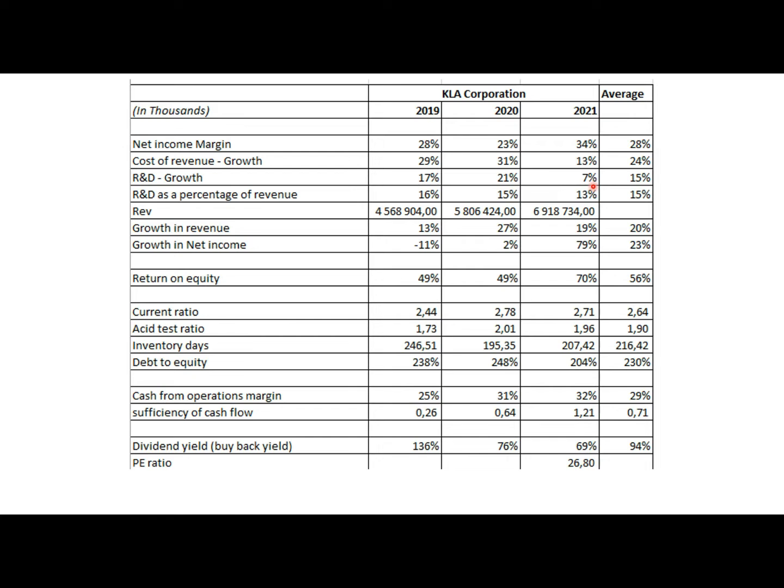R&D as a percentage of revenue, however, even though it has been decreasing at an average of 15%, is still above the industry average, which is 13%. So I'm not going to worry too much. You're not losing track with competitors. I'm not worried about that, considering you might not need to spend that much on R&D, given the current economic impact caused by COVID.